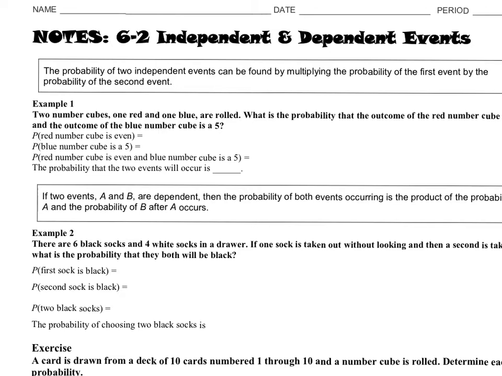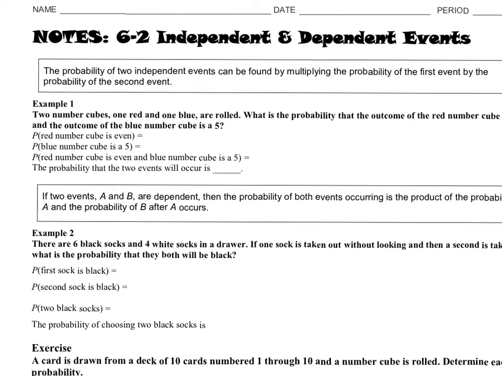Does that make sense? What happened there? You took a marker out. I took a marker out, but I also took a green marker out, so it reduced the number on the top and it reduced the number on the bottom. So it reduced both numbers, and we have to pay attention to that. So they are dependent events. One depends on the other.